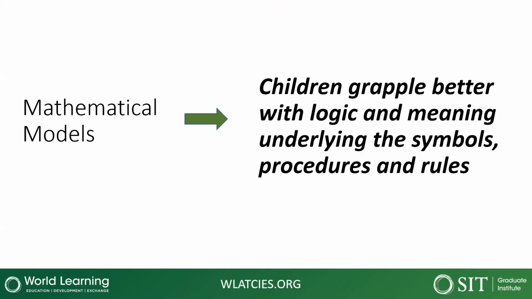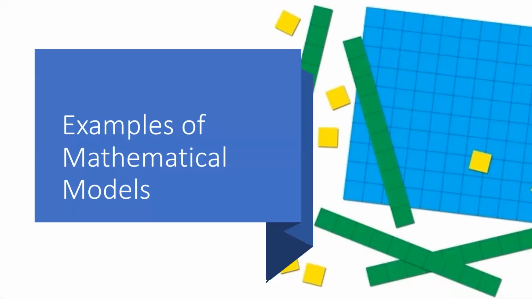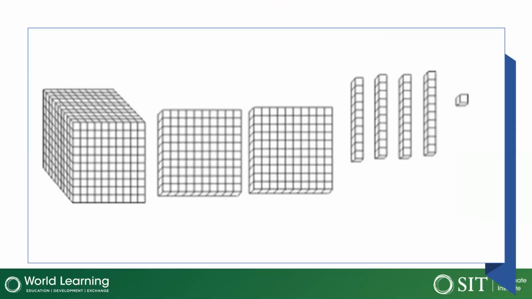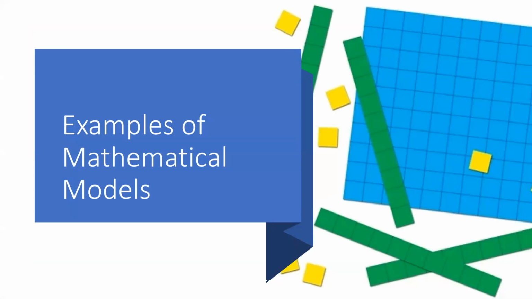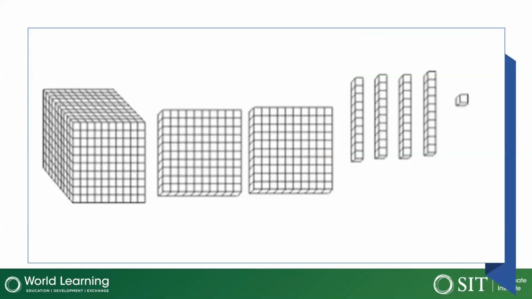And I'll go through a couple of examples of what mathematical models are. So mathematical models are anything from base 10 blocks, pattern blocks, geometric figures, dice, fraction pieces. They can also be visual or they can be drawn.